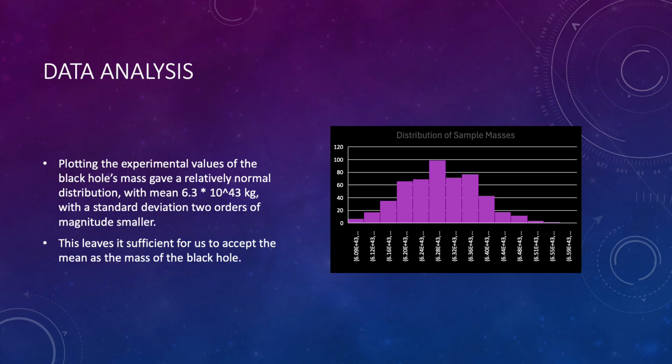In data analysis, we can plot all of these values, and we find that they are relatively normally distributed and that the mean is the value we discussed previously, with a standard deviation 2 orders of magnitude smaller, which is significant data to suggest that this mean is our actual mass of the black hole.